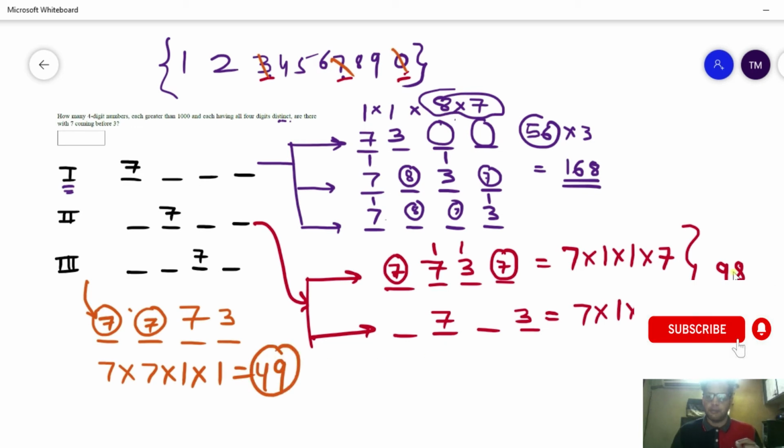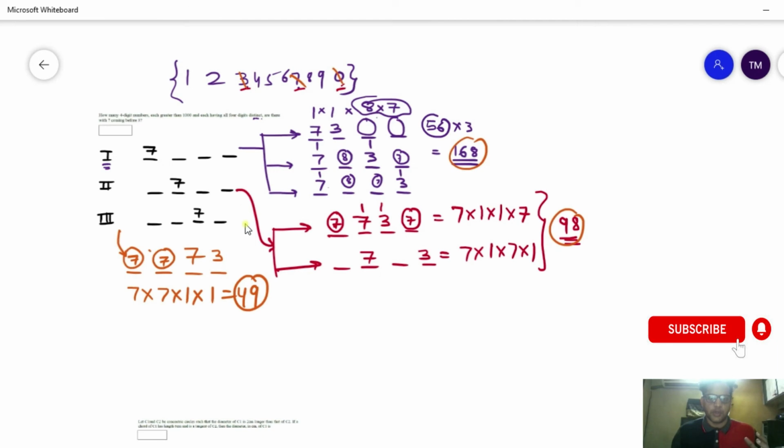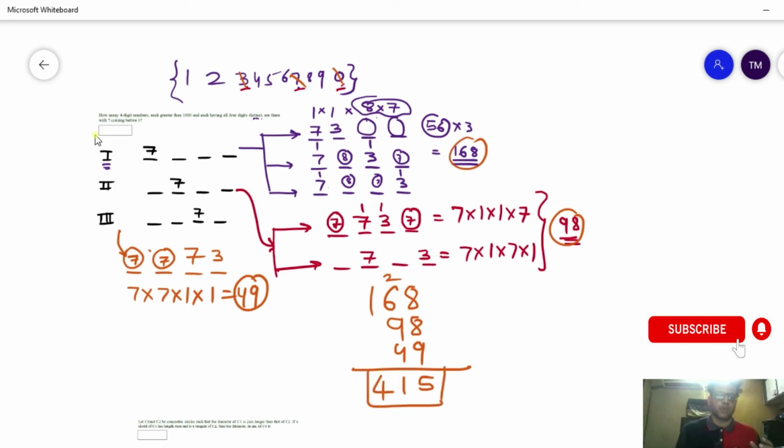So 49 plus 98 plus 168. Let's quickly add them up. 168 plus 98 plus 49. 8 plus 8 is 16, 16 plus 9 is 25, 2 6 8, 8 4 22, 22 and 9 31. So the total is 415. The answer to this question is 415.